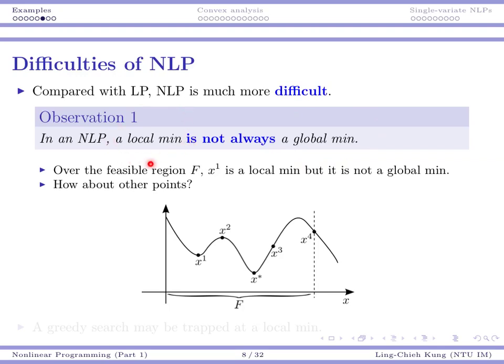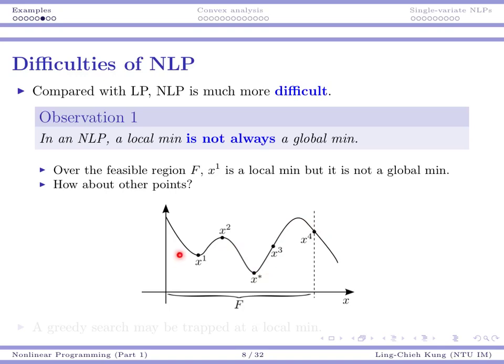And a local minimum means around that point, no point is better than it. But maybe somewhere far from this point, there is a better solution. So an example is here. Suppose this is the feasible region, and this is the curve of our objective function.